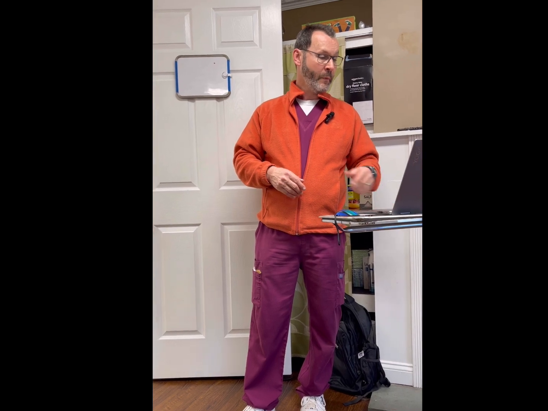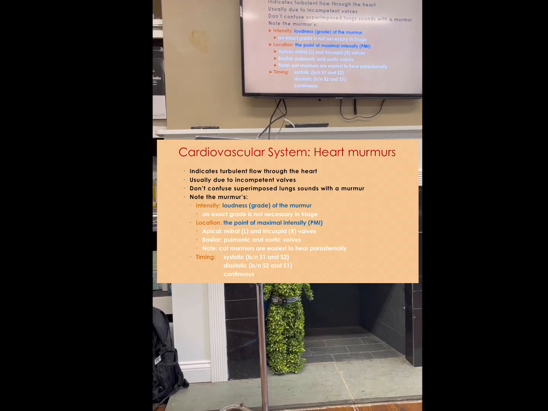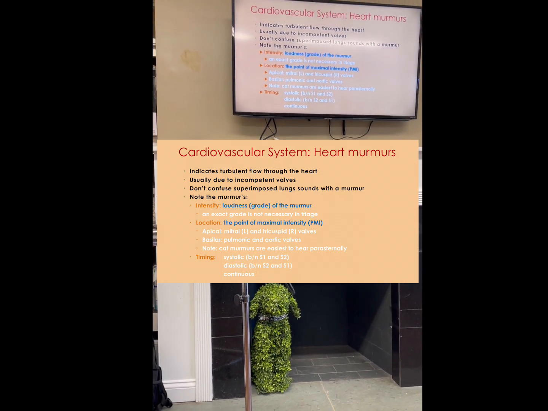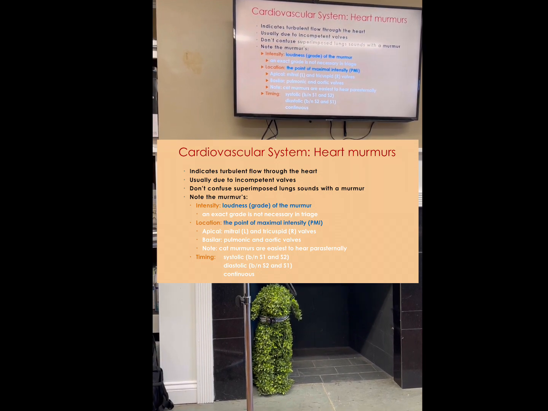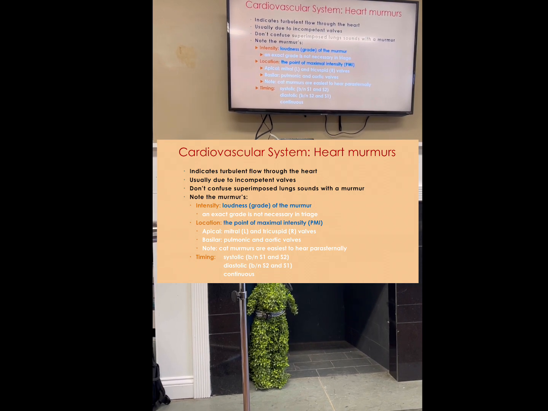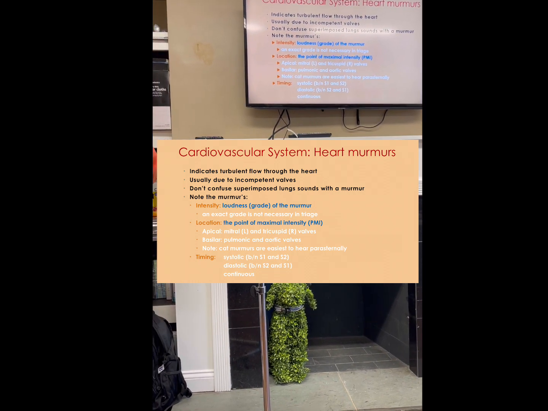Alrighty, good. All right, now heart murmurs. In a triage situation, it's really important to know if there is a murmur there and a little bit about where it is. Is it on the left side? Is it on the right side? If it's on the left side, is it down by the apex of the heart, or is it up by the base of the heart? And is it during systole, or diastole, or is it a continuous murmur, which means present during systole and diastole?